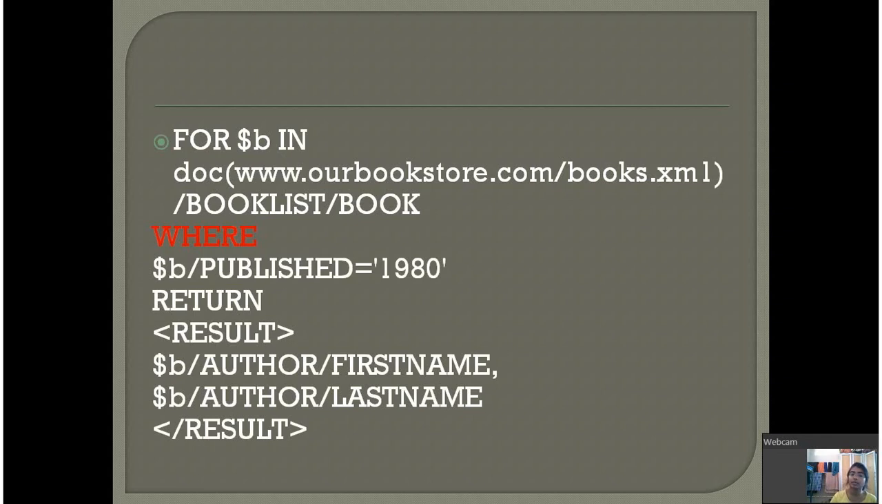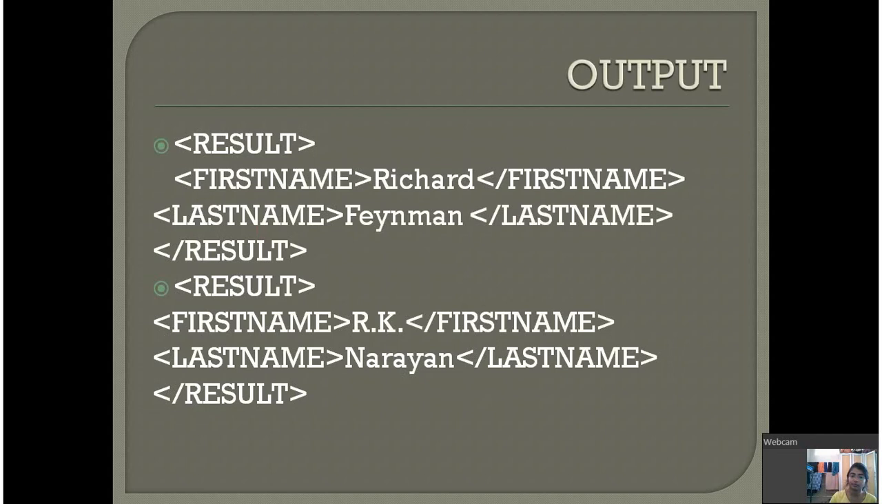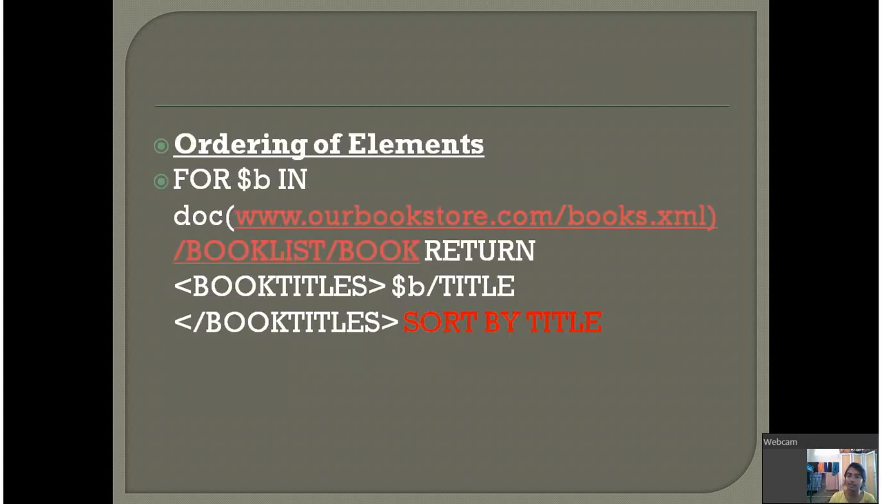And next we can use the where clause, just like what we use in SQL. Here we retrieve the data from the document where the published date is 1980. As we see, this is the result: the first name and last name of the document which has the publication year as 1980 gets displayed.